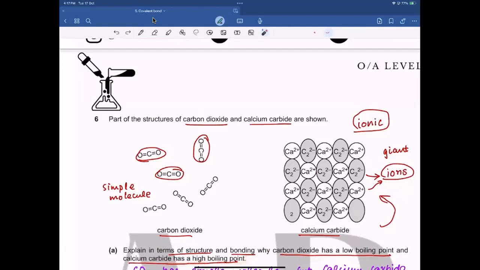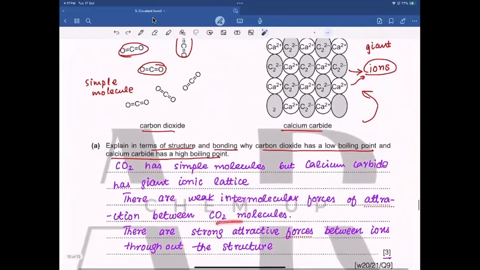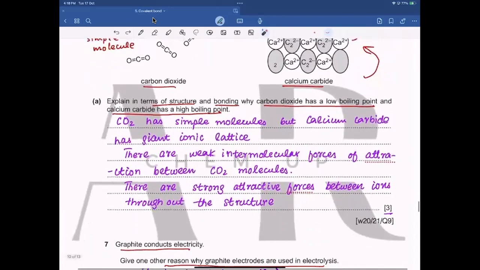The reason is simple. First, you will mention the structure: carbon dioxide has a simple molecular structure and calcium carbide has a giant ionic structure. Then you will compare the bonding: there are weak intermolecular forces of attraction between CO2 molecules, which makes its melting point and boiling point low, and there are strong attractive forces between ions throughout the structure that make a higher boiling point for calcium carbide. Is this clear? Yes, sir.